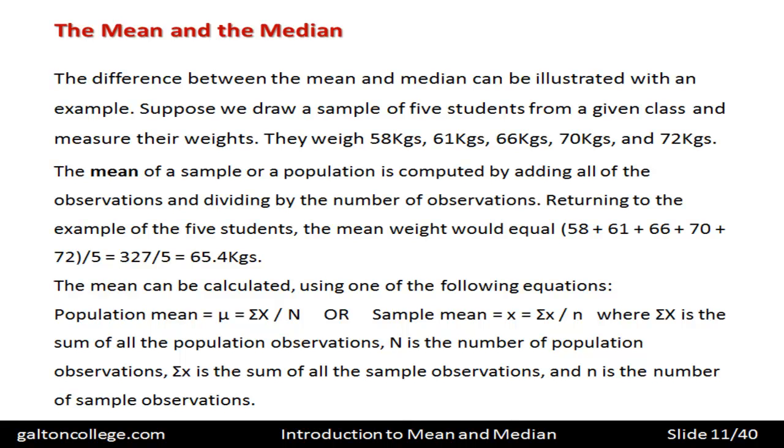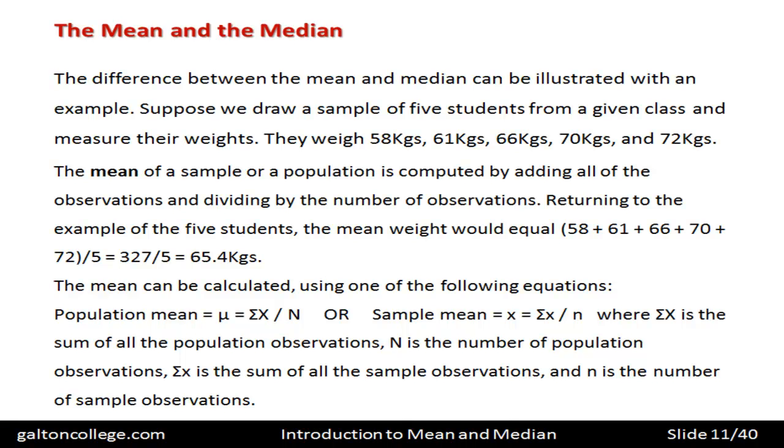So sigma X is the sum of all the population observations, and N is the number of population observations. Small x is the sum of the sample: sigma small x is the sum of all of the sample observations, and small n is the number of sample observations. So it's just a way statisticians can distinguish between working out an average for a sample or an average for the population. If it's for the population, we have large X, and we talk about mu.